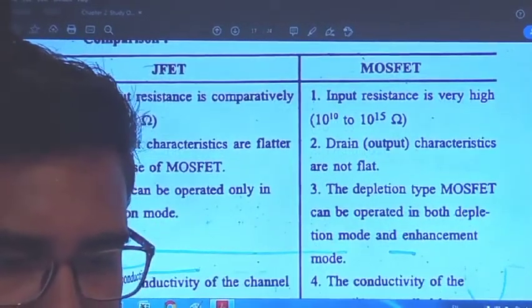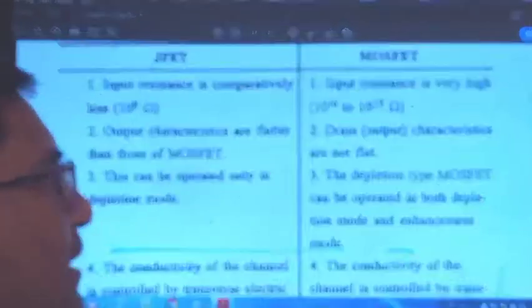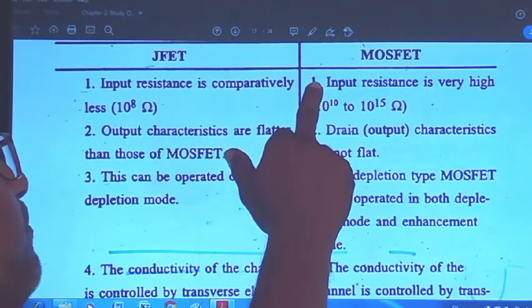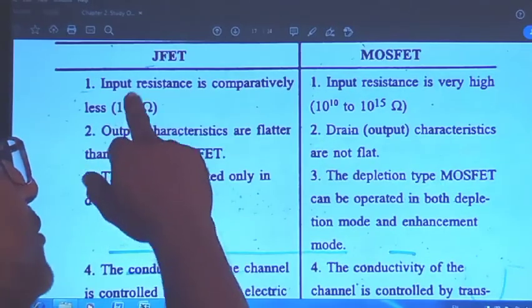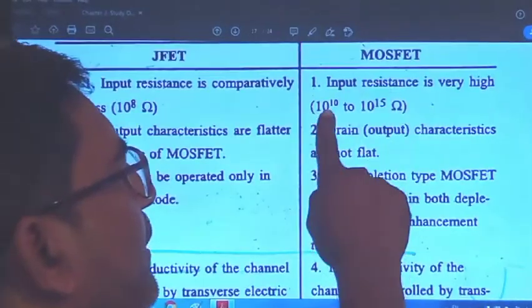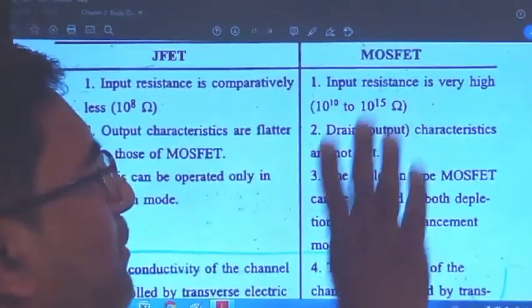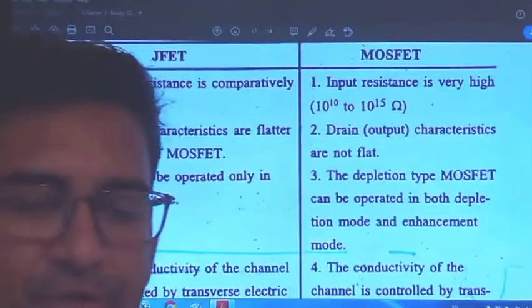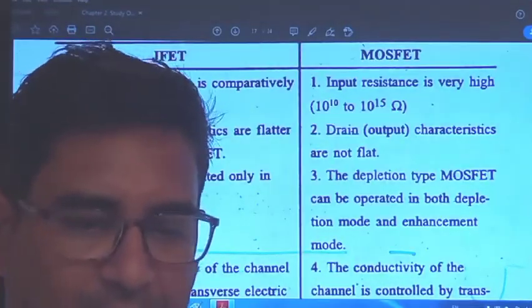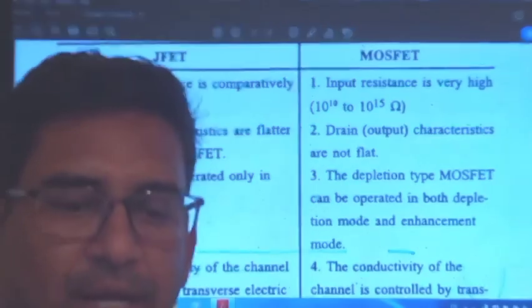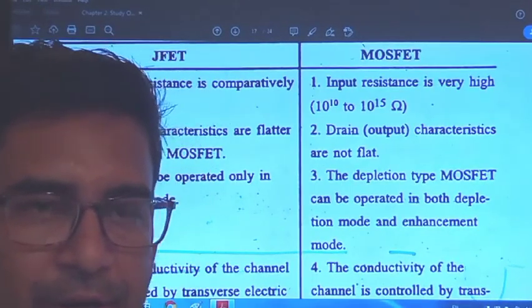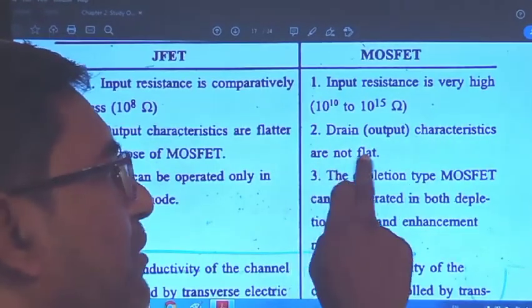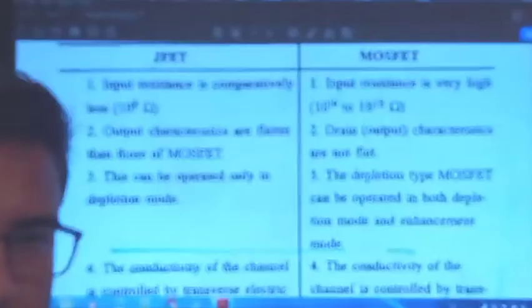If we compare the JFET and the metal oxide semiconductor, the input resistance of the JFET is comparatively less, that is 10 to the power 8 ohms. For the MOSFET, it is 10 to the power 15. It is high. The output characteristics of the JFET are flatter than those of the metal oxide semiconductor, where the drain output is not flat.